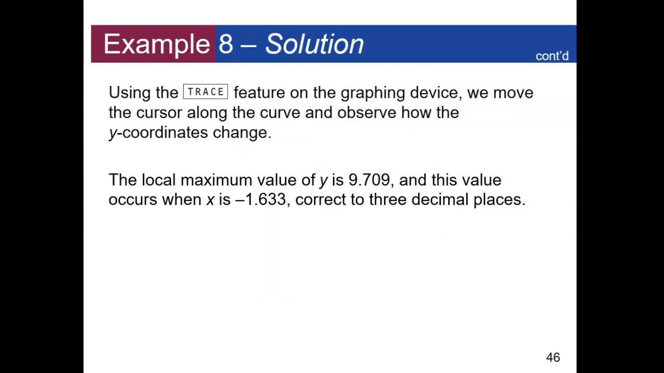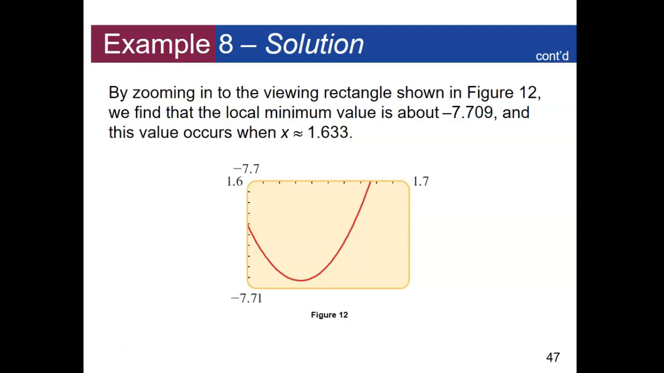So we see that we have a maximum value of 9.709, and that occurs when x is -1.633. And then when you locate the minimum, we see that we have a minimum value of -7.709, and it occurs when x is 1.633. And again, we've done that in some other videos.